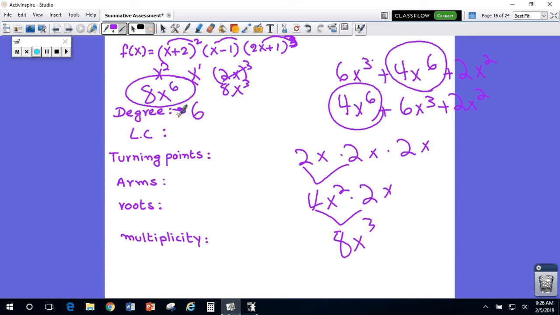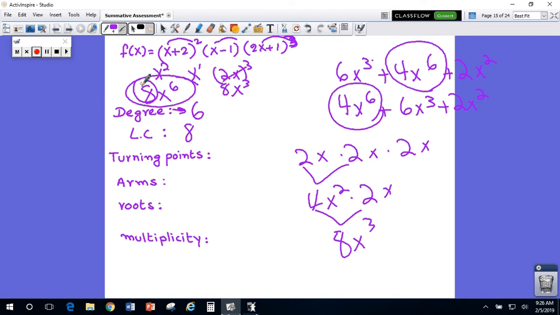And my leading coefficient is 8. Wait, the coefficient is next to the x, right? Yes, this is the coefficient right here. Okay? That's cool. Ask the question, because you better ask the question, somebody else needs to know.